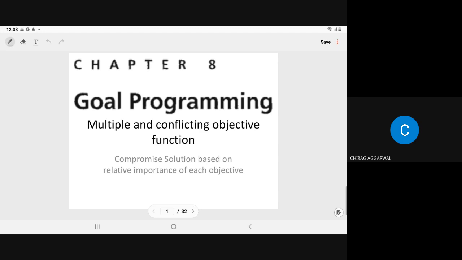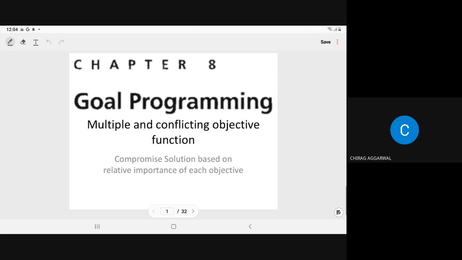The first change in goal programming is that we have more than one objective function which we have to optimize. Thereafter, those objective functions are conflicting in nature. Conflicting in nature means both cannot be optimized simultaneously. If one is optimizing, then the other is going away from optimization. If you concentrate on optimizing the other one, then the first one will not be optimized. So we have conflicting objectives.